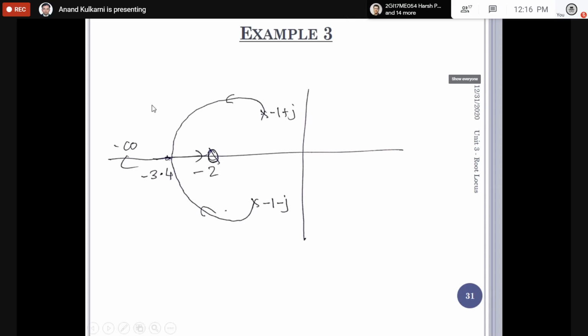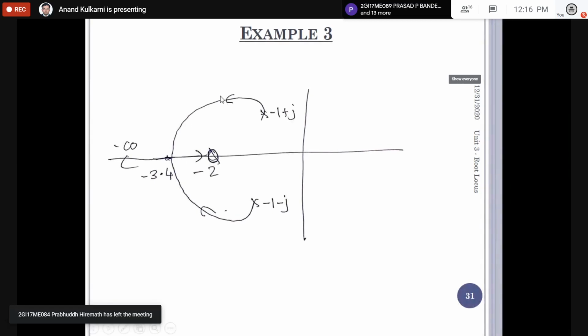Once they meet here, one root locus will go towards this zero, because the root locus has to end at a zero. So one root locus will go to minus 2, and another root locus will go to minus infinity because there is no other zero. So the zero always exists at minus infinity. So this is how the problem looks. Is it clear? You can ask me a question based on this.